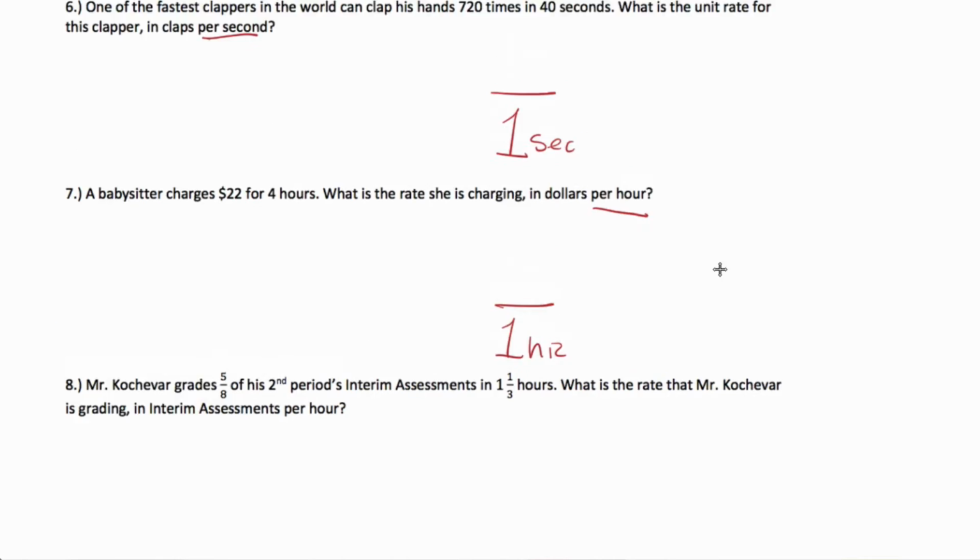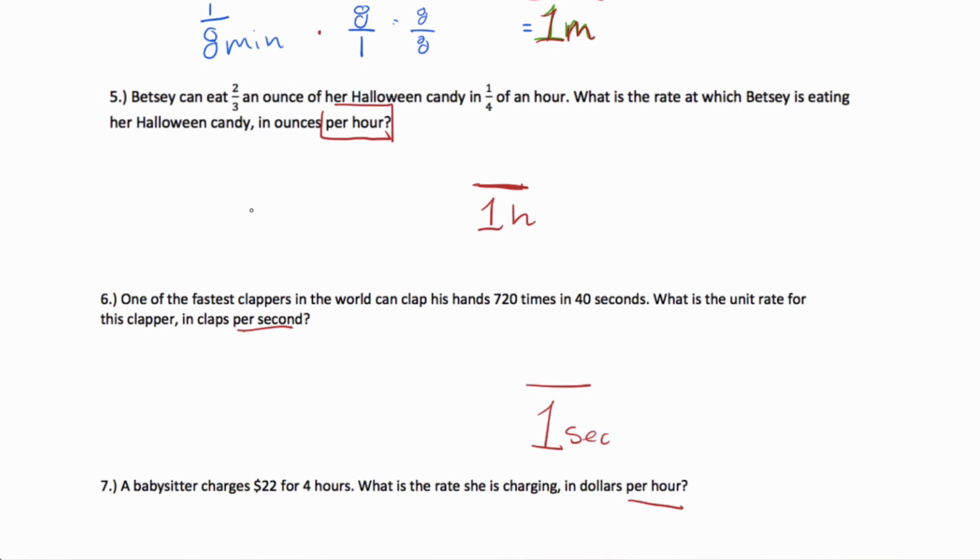Why is that useful? Well, let's go back and take a look. That means that over here, you're going to be starting with hours on the bottom and the other term on the top. I think it's ounces. In this one, if seconds are on the bottom, look at your other term, 720, right? So that'd be on the top. Seconds would be on the bottom. These have to match up.